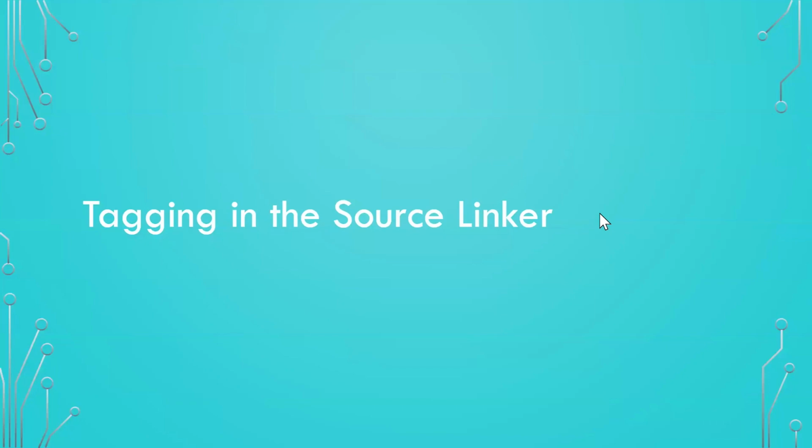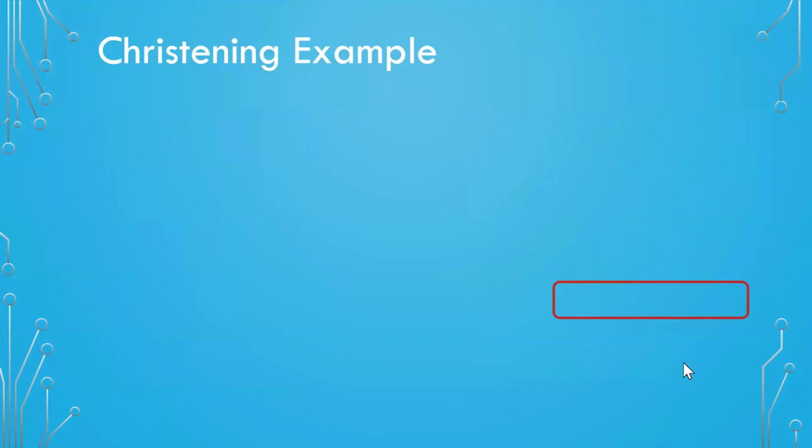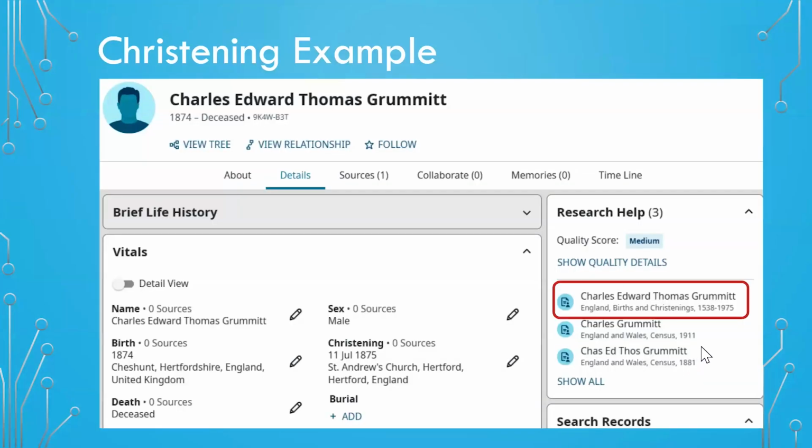Okay, that's a little bit of background. Let's talk now about the three ways that you can tag sources. The first and easiest and probably most common way is tagging in the source linker. So let's walk through an example of doing that.